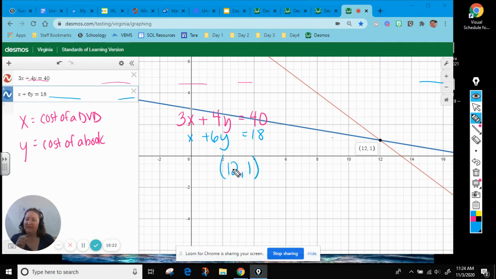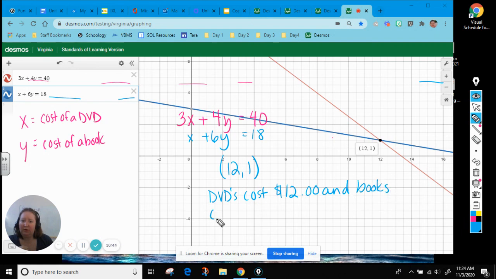Now, what does 12 mean? 12 is the cost of a DVD. So that means that DVDs cost $12, right? And books cost $1 each.